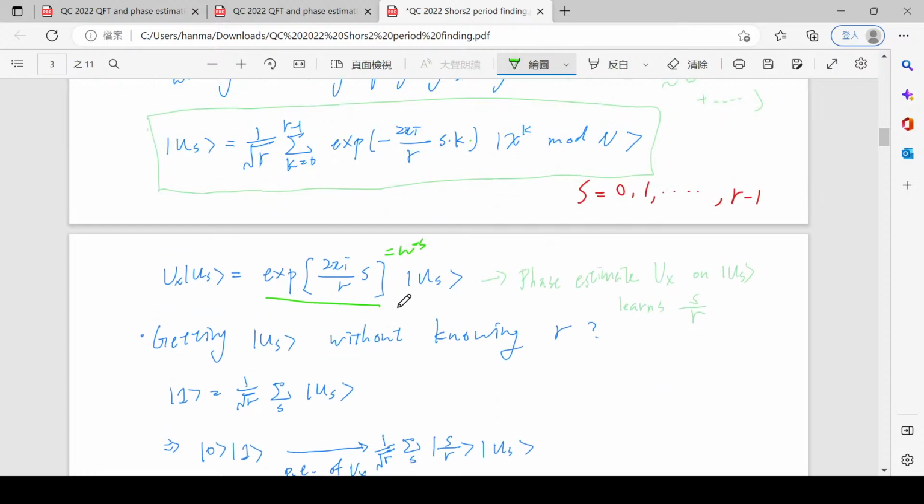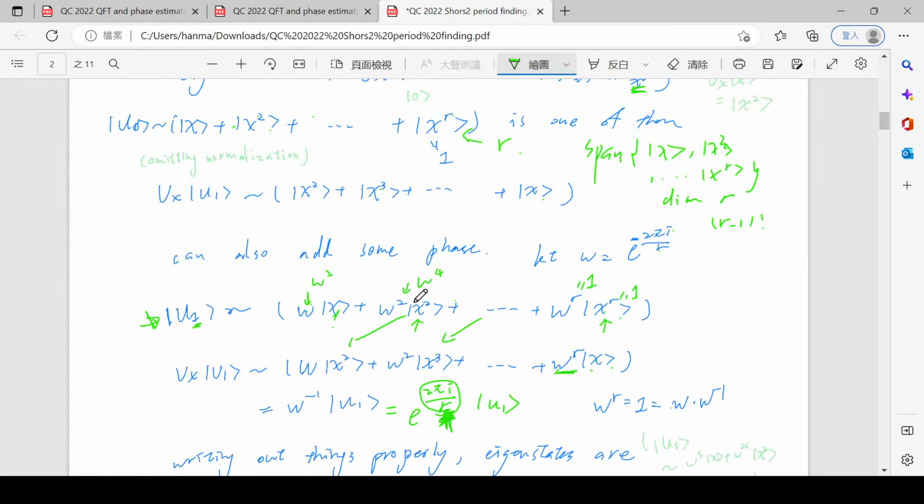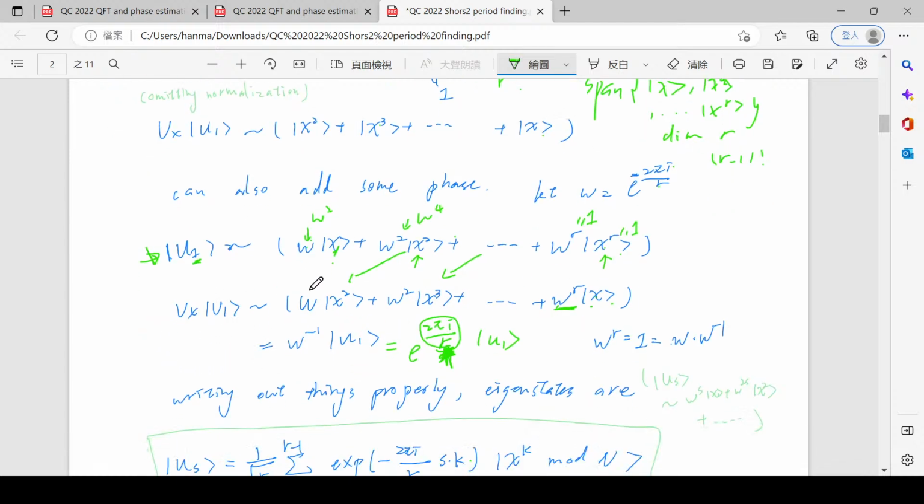Anyway, back to here. So we want to run phase estimation of Ux on Us. But now we have trouble, because how do we actually get a copy of Us? This seems pretty hard, because these things seem very dependent. If you want to brute force create this, you already need to know r to create this thing, because you want to know every one of those.